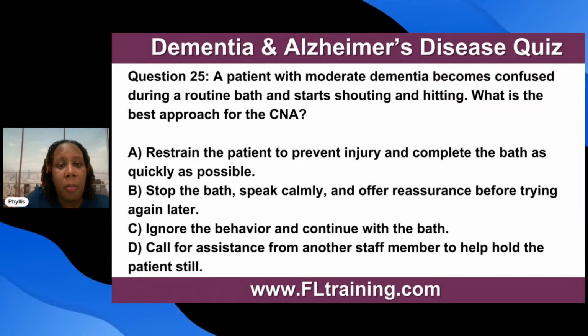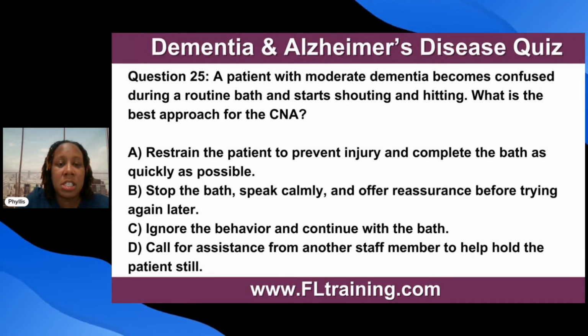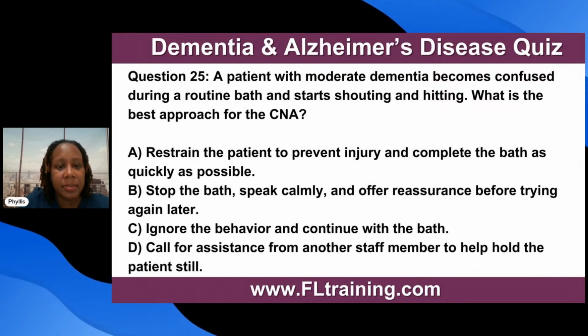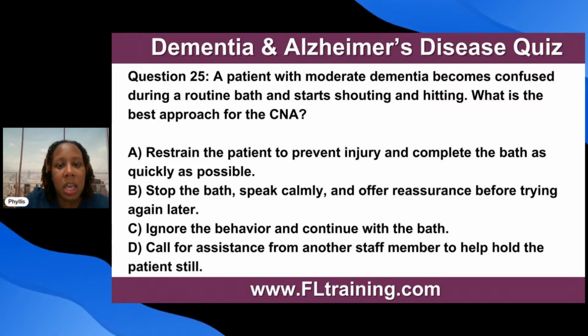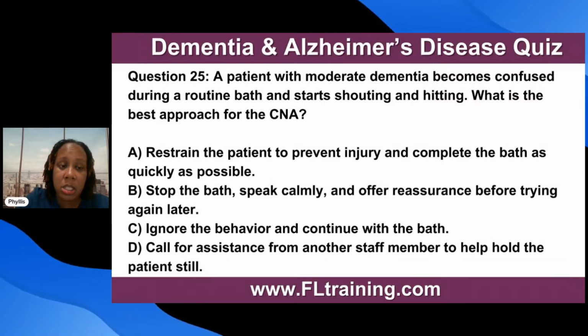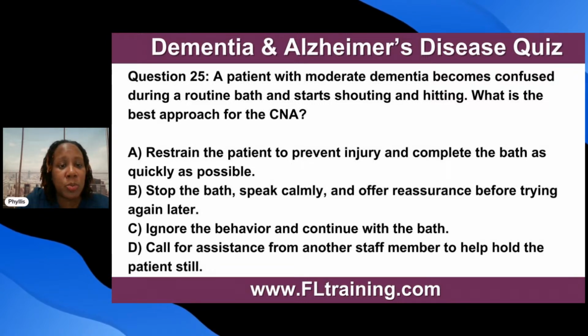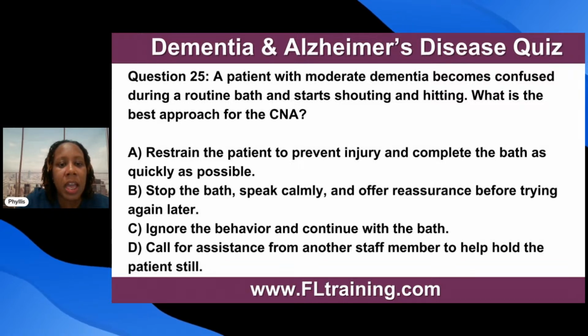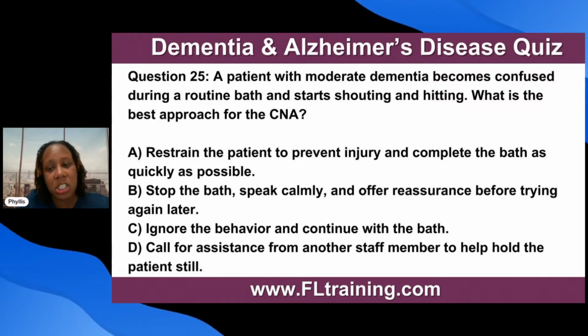A patient with moderate dementia becomes confused during a routine bath and starts shouting and hitting. What is the best approach for the CNA? Is it A, restrain the patient to prevent injury and complete the bath as quickly as possible? B, stop the bath, speak calmly, and offer reassurance before trying again? C, ignore the behavior and continue with the bath? D, call for assistance from another staff member to help hold the patient still?